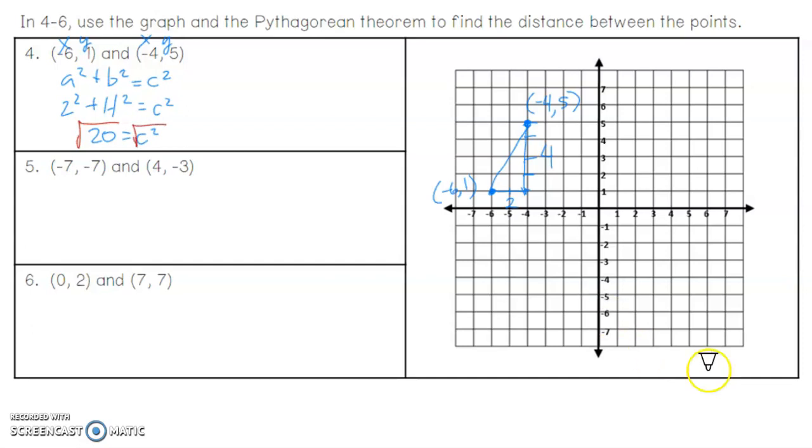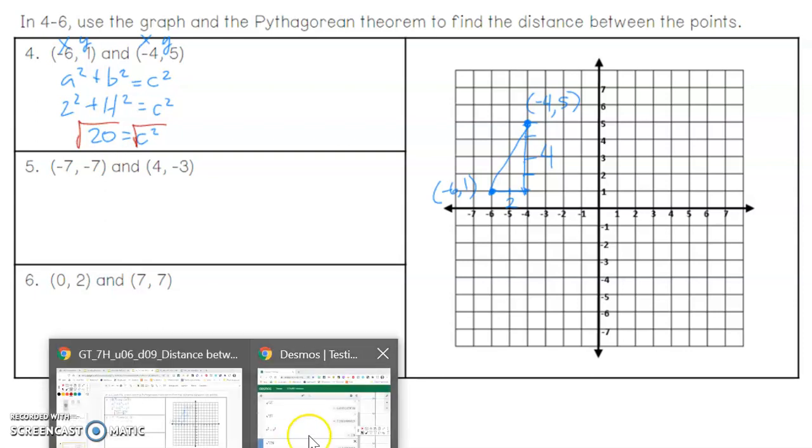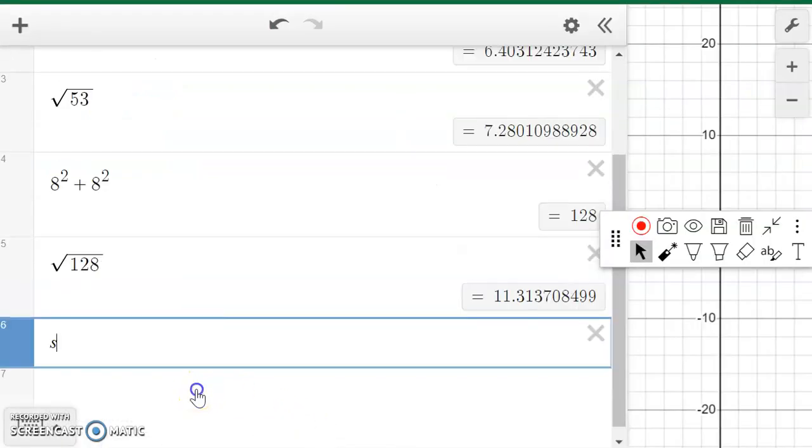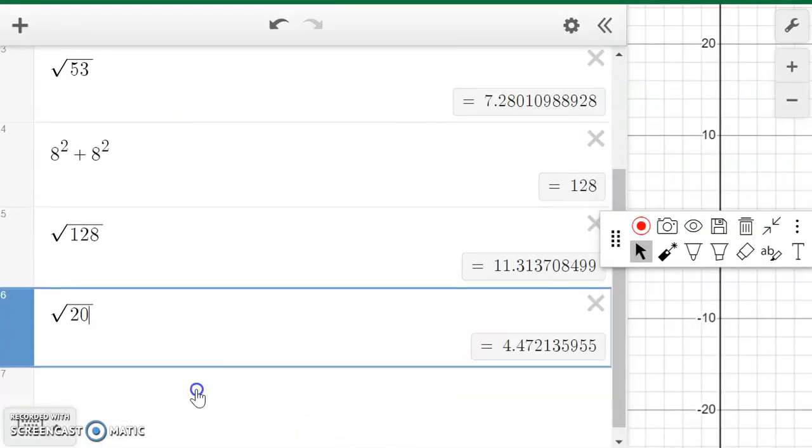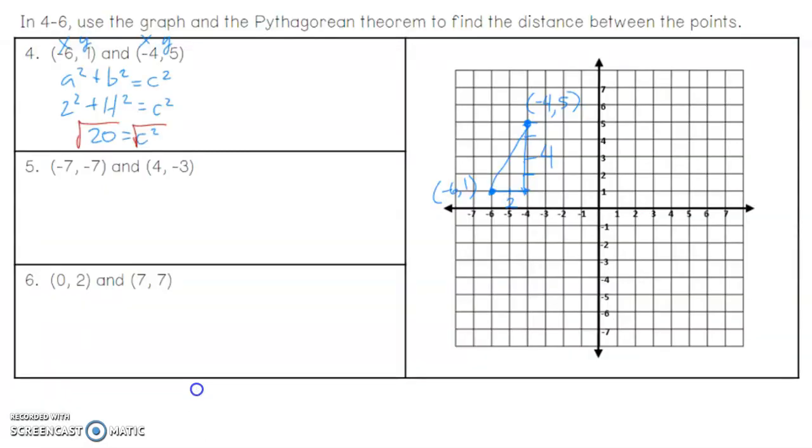And that's not a perfect square, so let's go see what it's close to. So we can do a rounding here. Root of 20 is 4.47, so we'll do 4.5, would be that distance between those 2 points. Okay, that's what this would be, 4.5. Okay, all right, do it again.